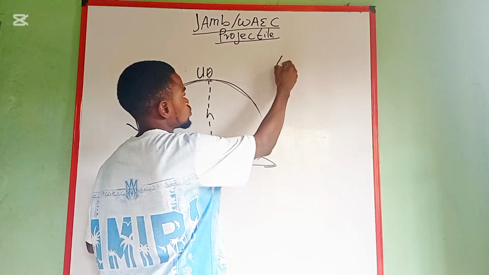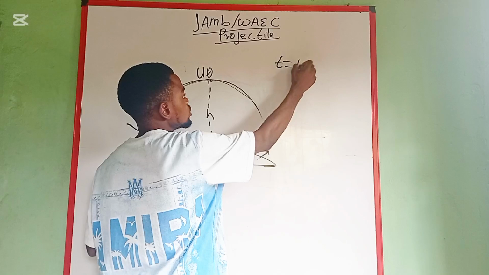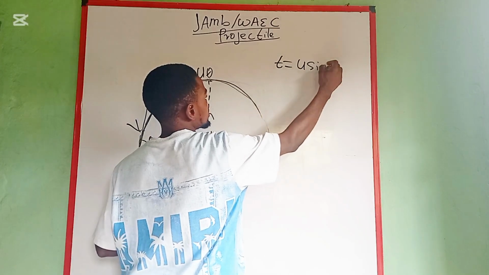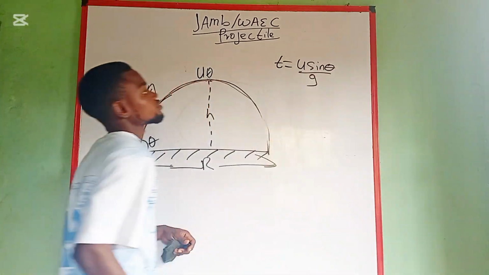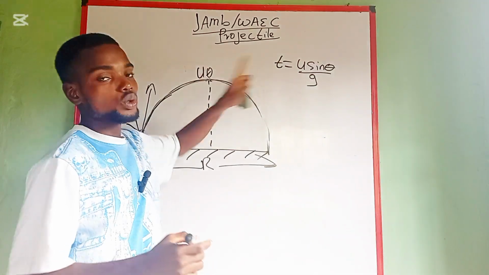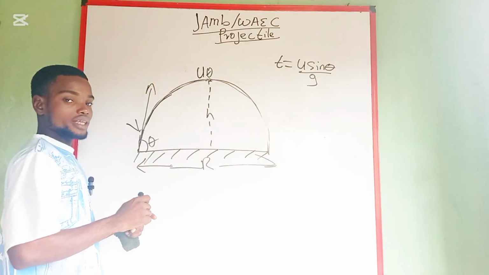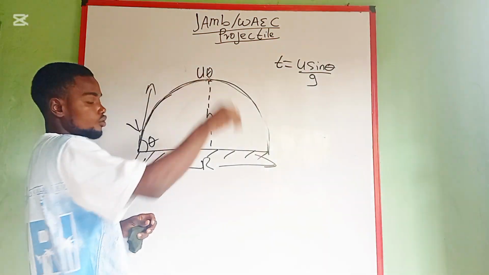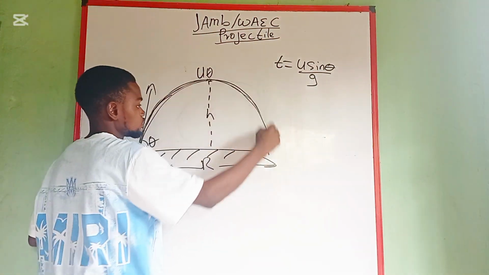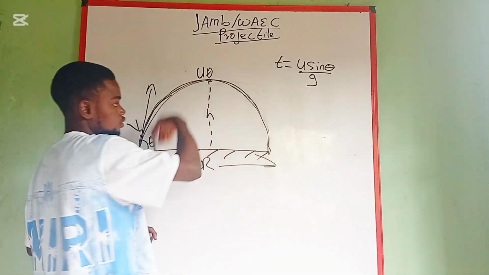And that is given by small t equals u sine theta over g. Now we have another one called total time of flight. Remember that time of flight is from here to here, but total time of flight is the time taken for the whole flight. This is from here to this place, from this whole place.